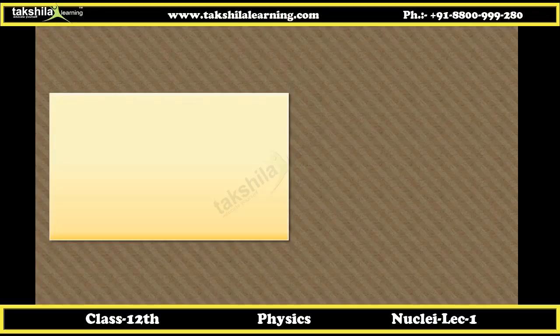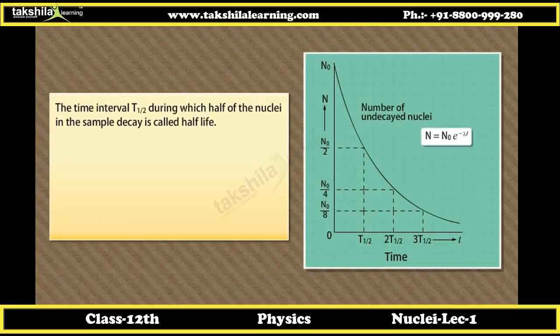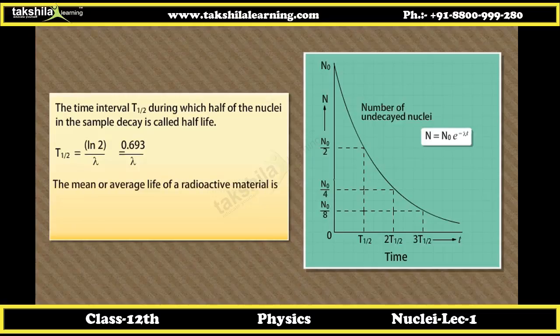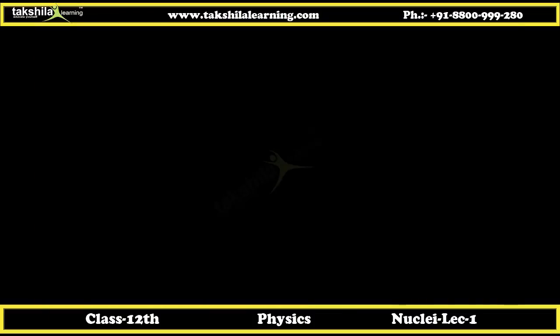Radioactivity. The time interval T-half, during which half of the nuclei in the sample decay, is called half-life. T-half = ln 2 / λ = 0.693 / λ. The mean or average life of a radioactive material is τ, which is equal to 1/λ.